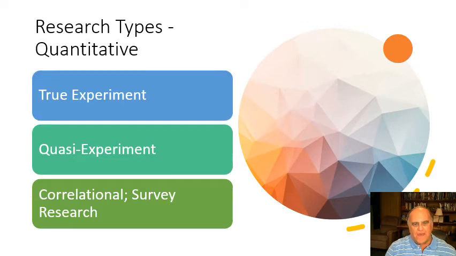And then our last type of design here is correlational or survey research. There's basically no manipulation of the variables. Instead, we're just collecting survey data, or we're just looking at correlations between the various variables.